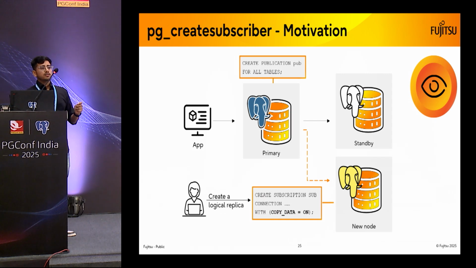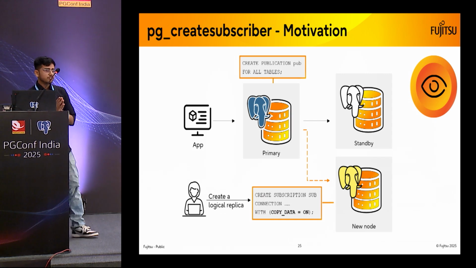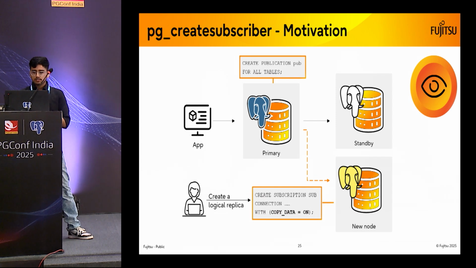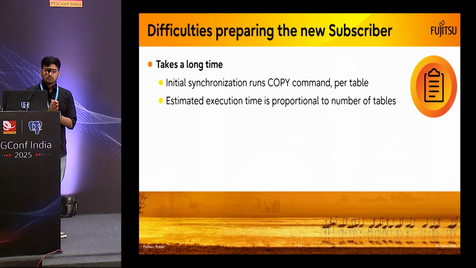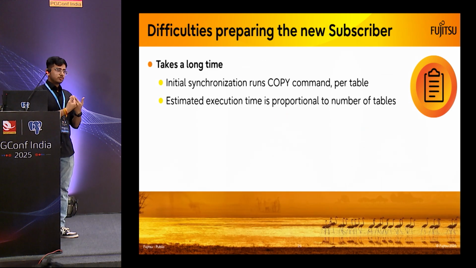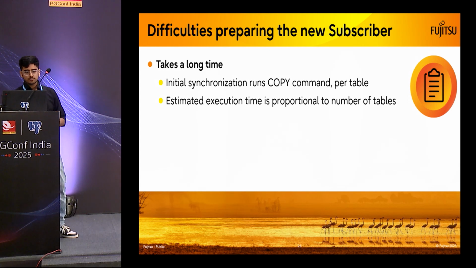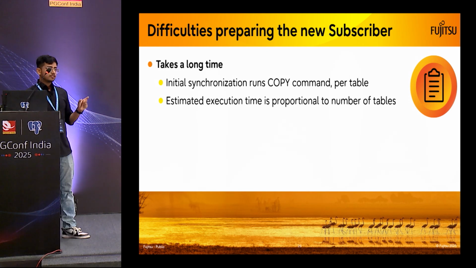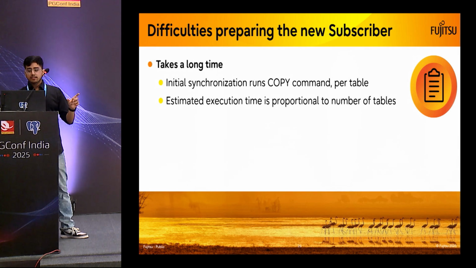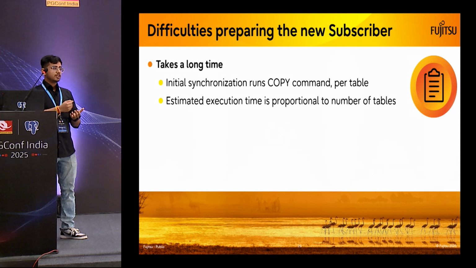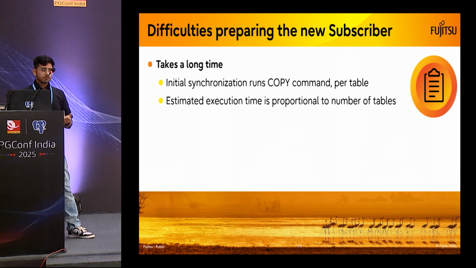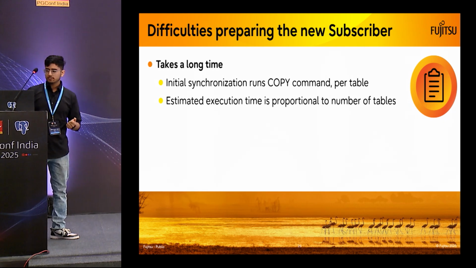Suppose our database is very large. What will happen in that case? Let's see the limitation. It will take a longer time to do the initial synchronization of data. The copy command runs per table, and the execution time of this initial synchronization is proportional to the number of tables in the subscriber.